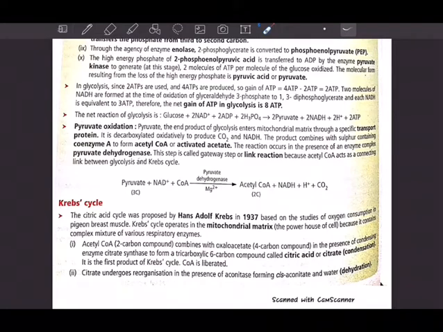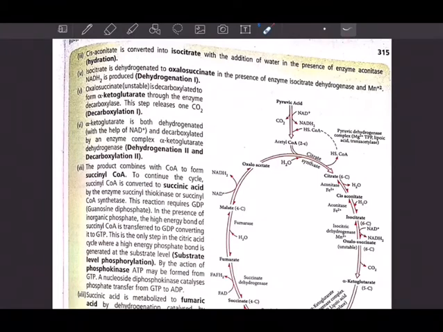Now this acetyl-CoA, a 2-carbon compound, combines with oxaloacetate, a 4-carbon compound, in the presence of the condensing enzyme citrate synthase to form a tricarboxylic 6-carbon compound. That's why it is called the TCA cycle. It is called citric acid or citrate. It is the first product of Krebs cycle. CoA is liberated. Citrate or citric acid undergoes reorganization in the presence of aconitase, forming cis-aconitate and water. Now this is the dehydration. Now this is how it happens.